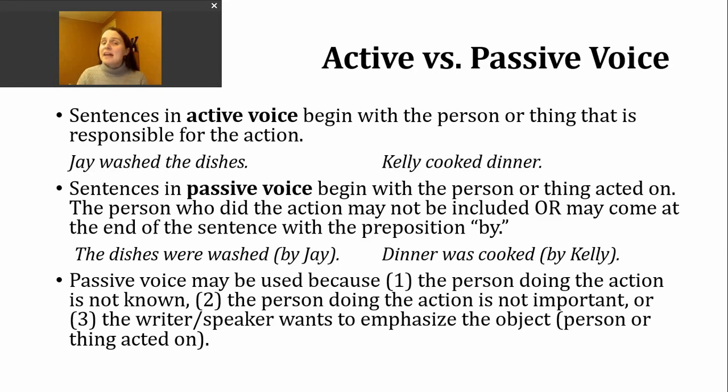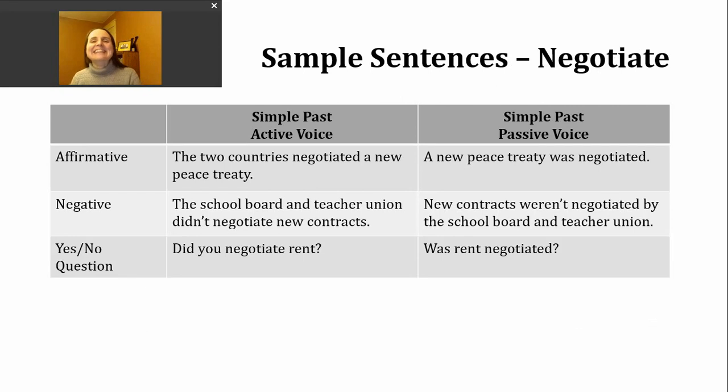So now, with that little review in mind, let's take a look at some example sentences with our verb negotiate. So I'm going to give you an example of active voice in the simple past tense, and then we'll compare it to an example of passive voice in the simple past tense. So first, we'll start with the affirmative examples.